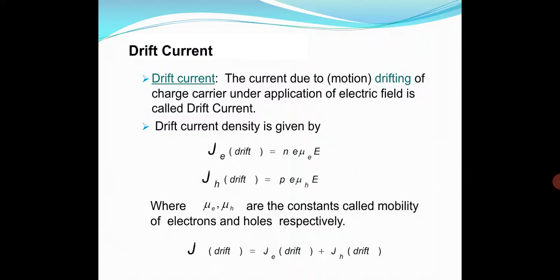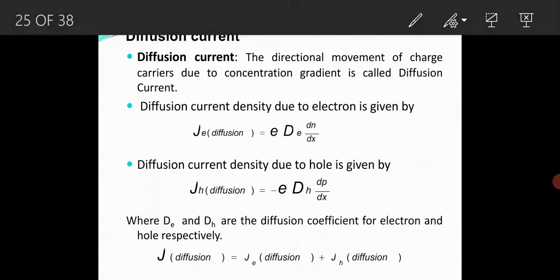Now we will move towards the drift current. The current due to the motion, that is drifting, of charge carriers under the application of an electric field is called drift current. Until and unless we apply an external field, there is no influence. Whenever we apply an external field to that material, there is a force due to the potential difference, and the charge carriers drift, getting some velocity, and that is nothing but the drift current. The drift current density is given by the number of electrons, their mobility and the electric field. For holes, there is drifting according to that.